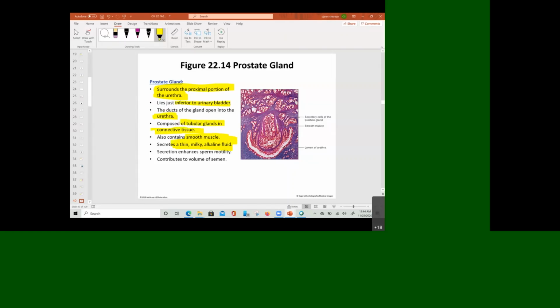Alkaline fluid whose function is to enhance sperm motility. Just like I said about any gland that we talk about here, they all contribute to the volume of the semen. Also the prostate gland doing that.